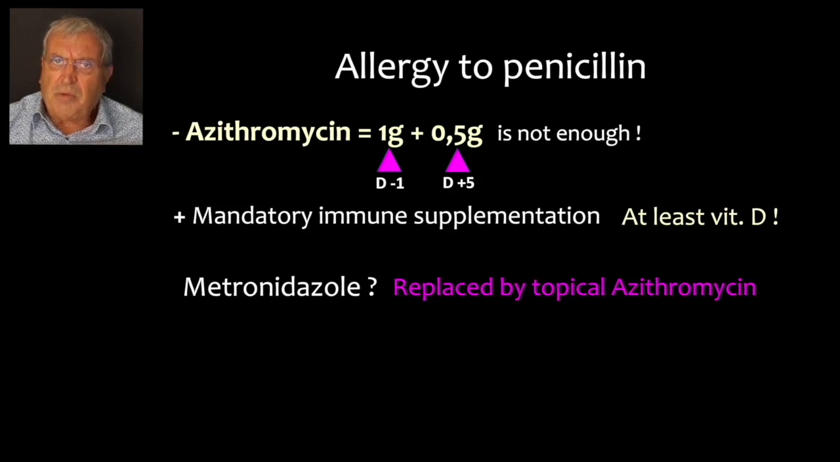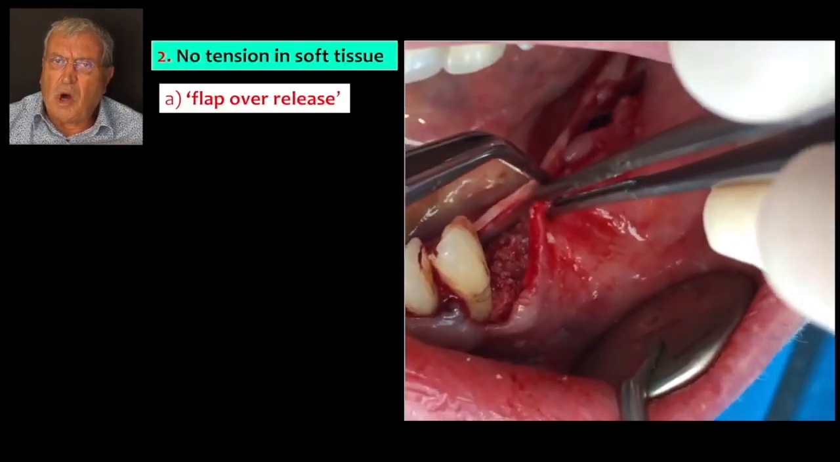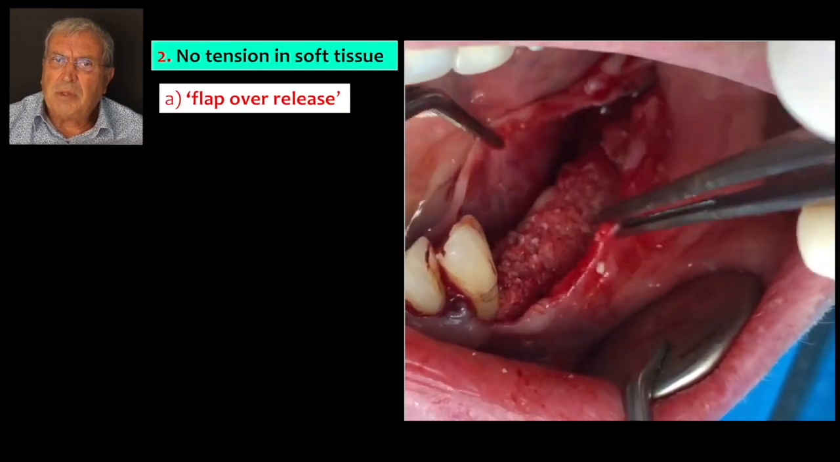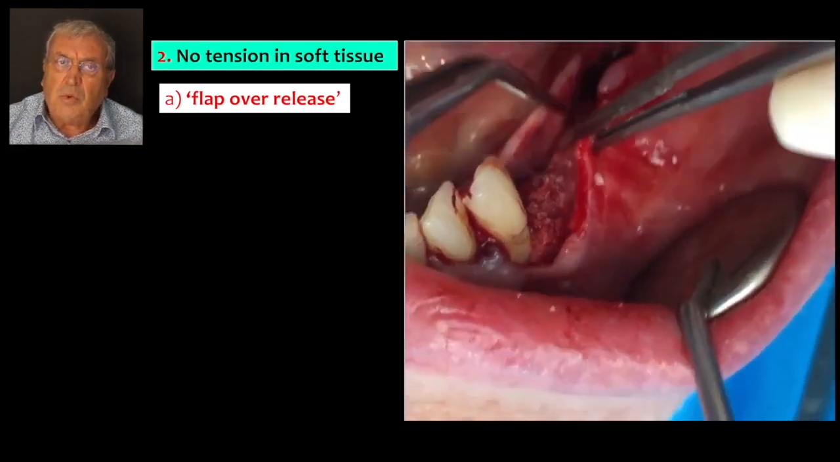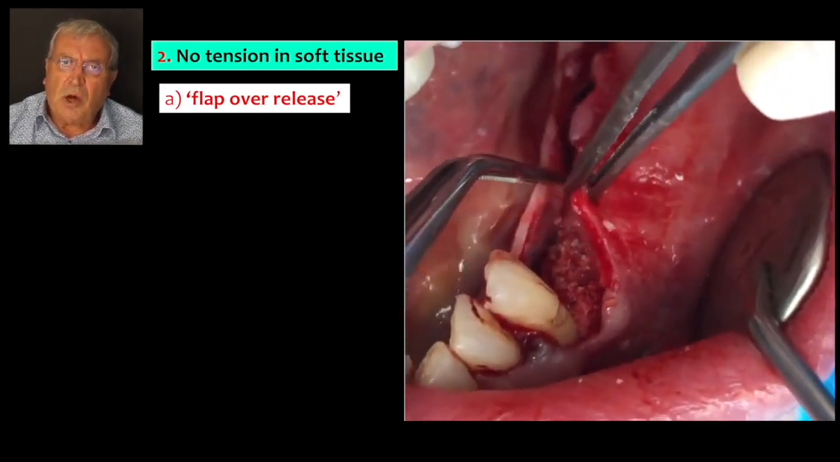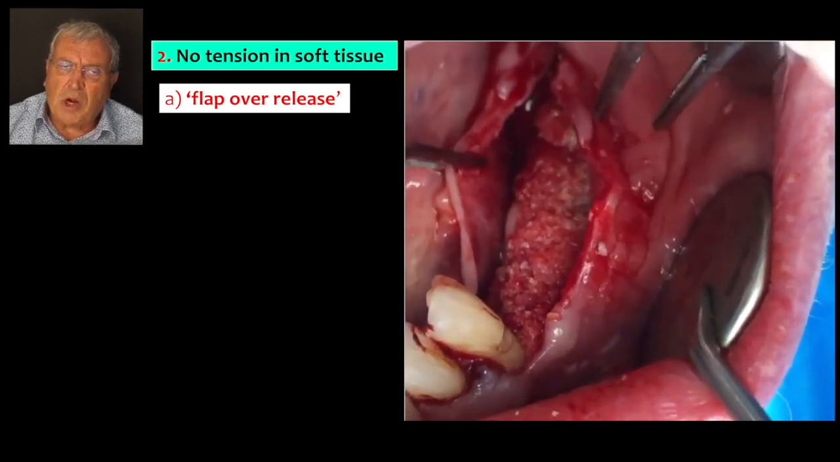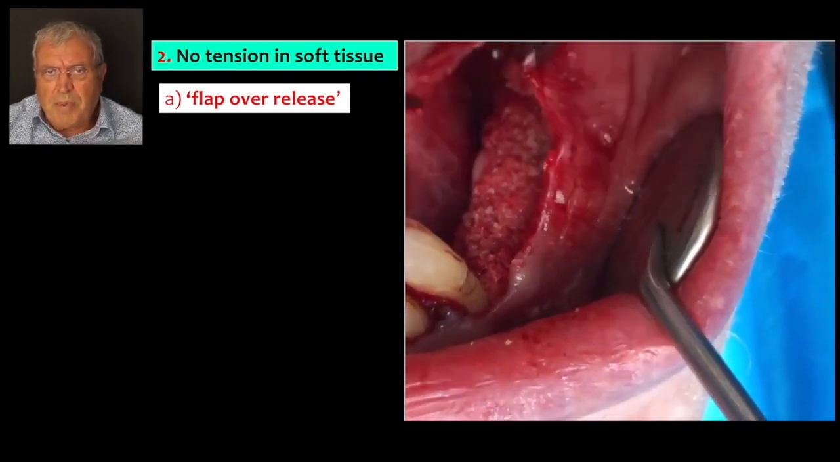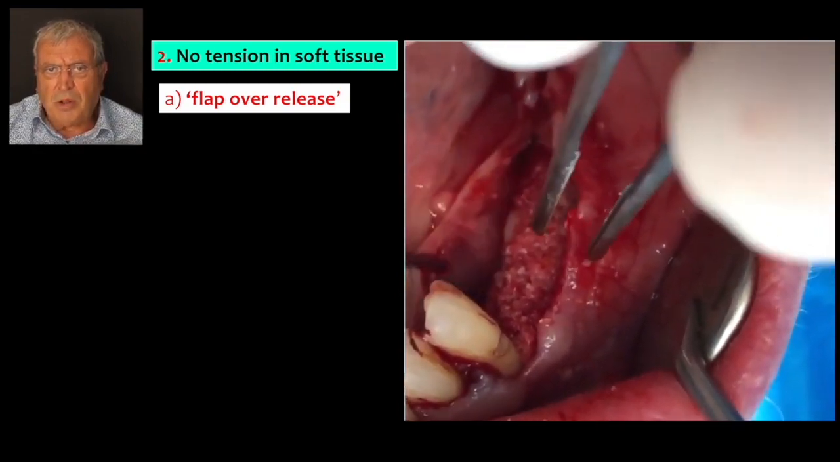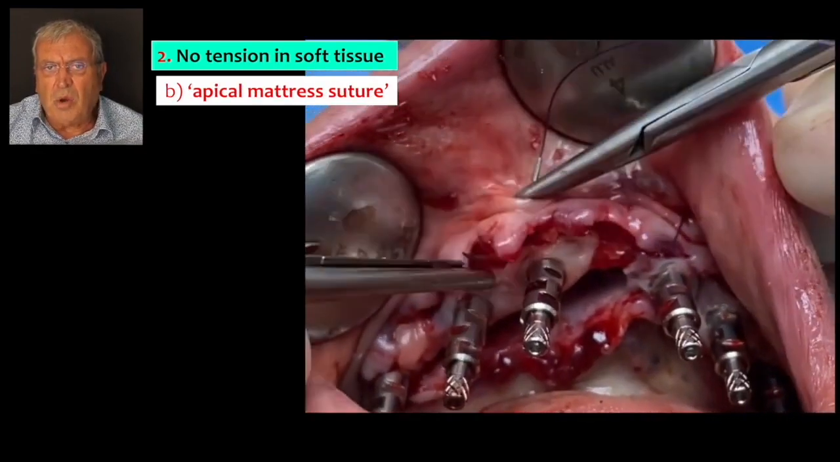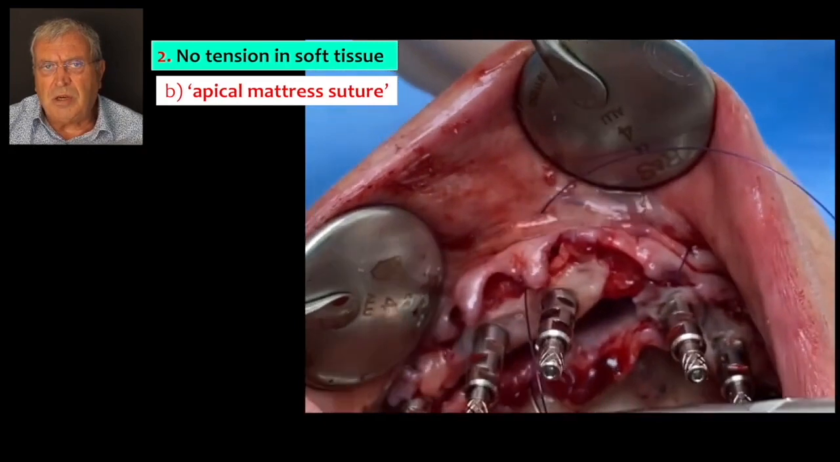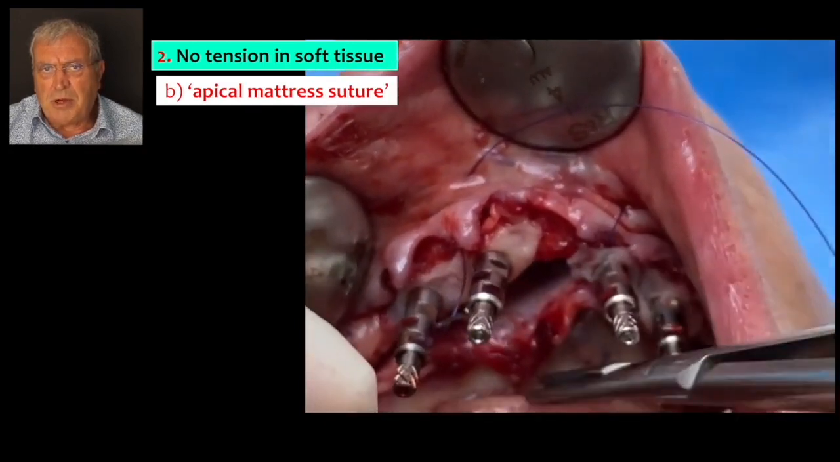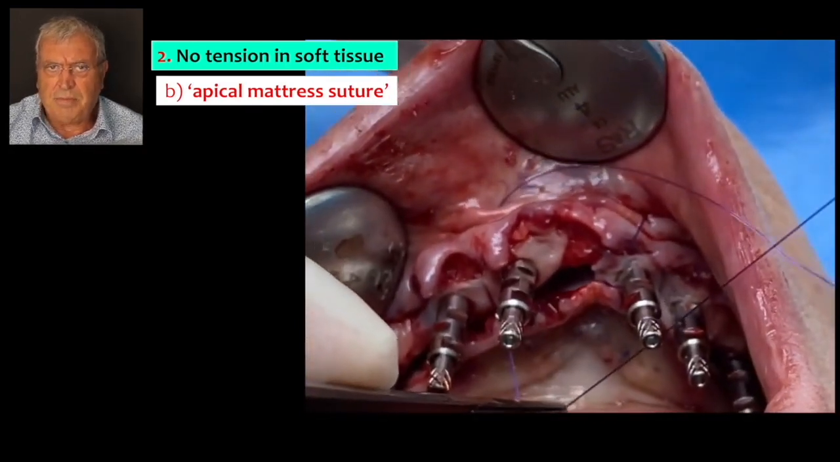We need to take care about the tension. First is to over-release the flap. Not to release, to over-release, in order to leave the bone very comfortable under the flap. We need to apply a specific suture in order to reduce the tension. And the only one suture which reduces the tension is the apical mattress suture technique.